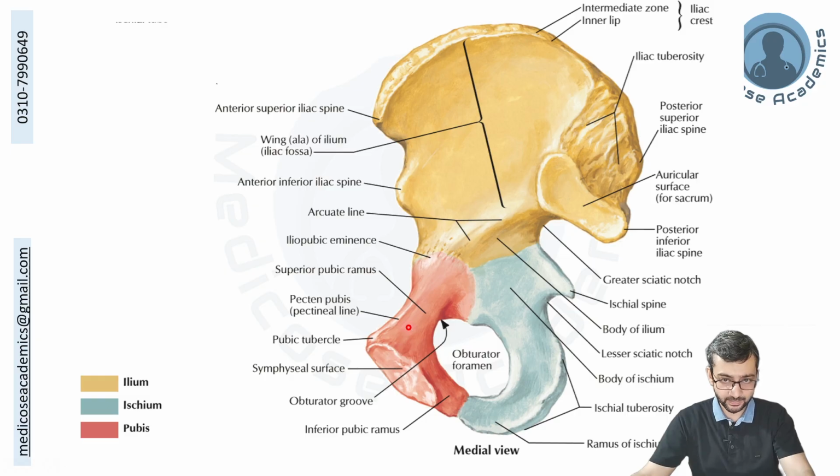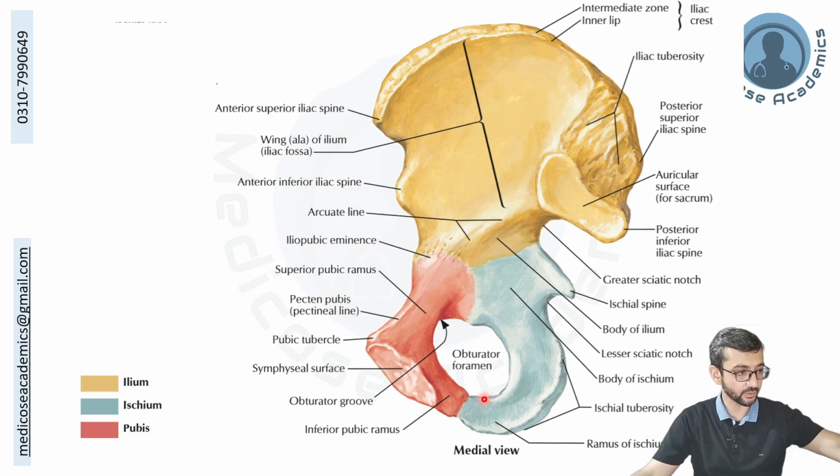It consists of this part, the body. This part is the superior ramus, and this part is the inferior ramus, which will join together with the inferior ramus formed by the ischium. So it's also called the ischiopubic ramus.